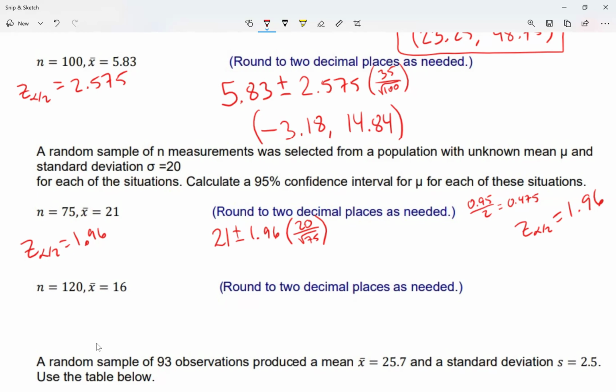Okay, so let me use the minus first. I'm going to use a calculator. So 21 minus 1.96 times 20 divided by the square root of 75. Make sure you know how to type on a calculator. Type in my numbers to make sure you get the same things that I get. I'm going to round my answer to 2 decimal places because it says round to 2 decimal places as needed. In my case, I'm going to get 16.47. My small value is 16.47.